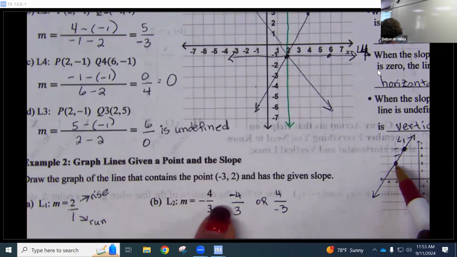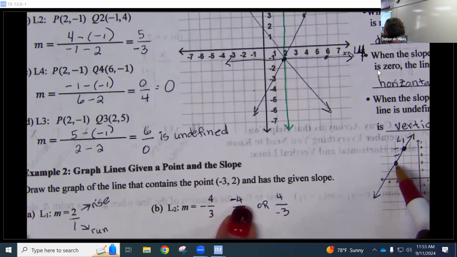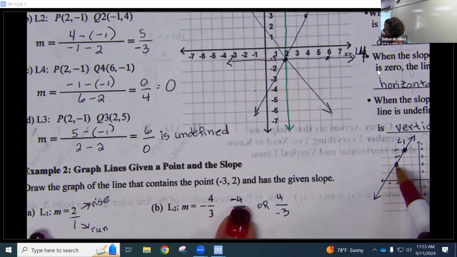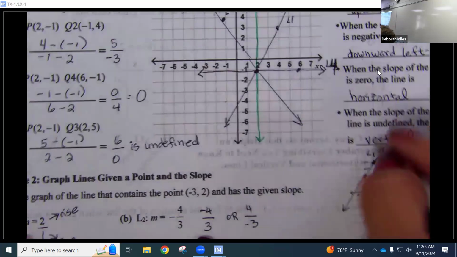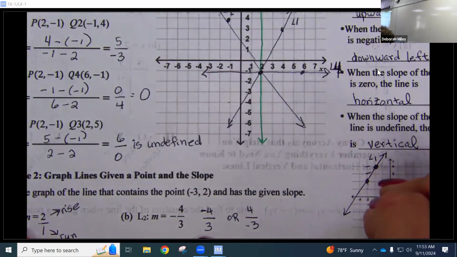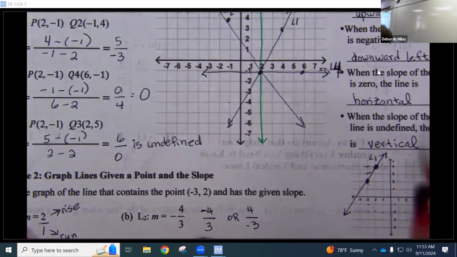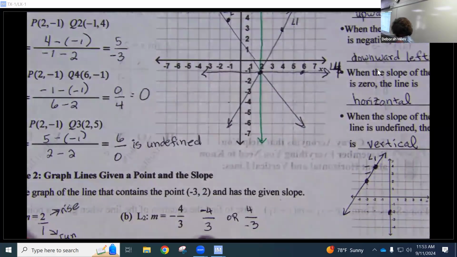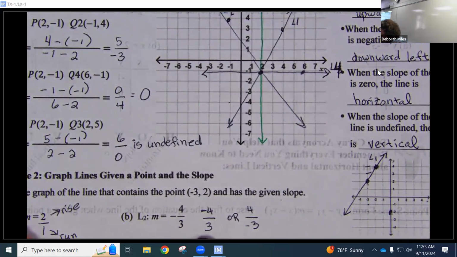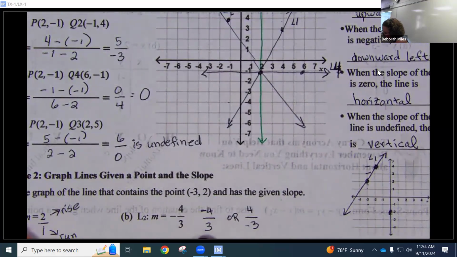And if I think of the negative as being in the numerator, what do you think negative rise means? Down? So down 4, and what do you think positive run means? To the right. Let's start here and go down 4 to the right 3. 1, 2, 3, 4. 1, 2. My eyes are getting better. 1, 2, 3, 4. 1, 2, 3. So that's if I went down and to the right.